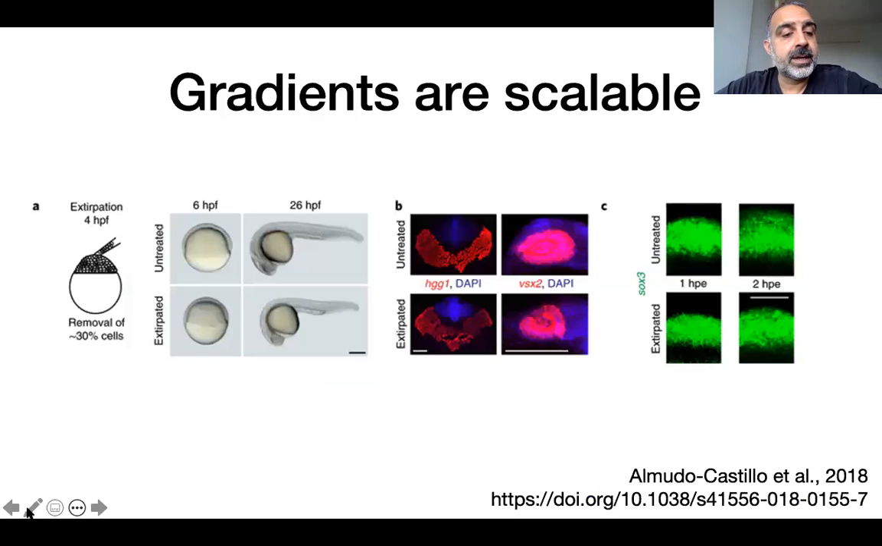Okay, so the same kind of experiments can be done in zebrafish as well. And so here, what's happened is that around 30% of the embryo has been removed by just simple extirpation, they've called it, but it's just sucking up cells. And what you see in an extirpated embryo is perfectly normal development. So what you're looking at here is the pattern of the neural tube here and here, showing very nice, absolutely normal development.